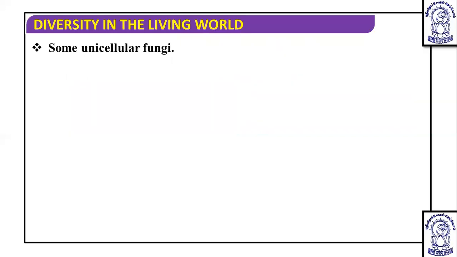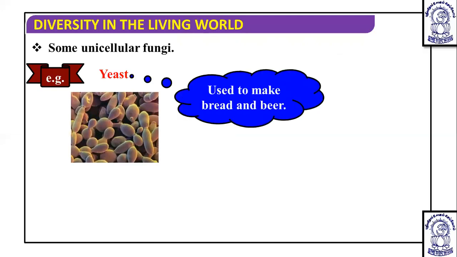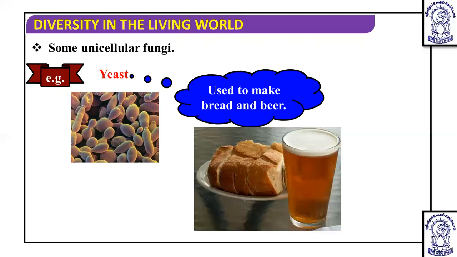Some unicellular fungi are also found. Fungi can be unicellular as well as multicellular. The unicellular fungi are known as yeast, and you can see the diagrammatic view. Yeast is used to make bread and beer, and we will study that part in detail. This is the bread, and you can see beer can also be made by yeast. So we will study yeast also.